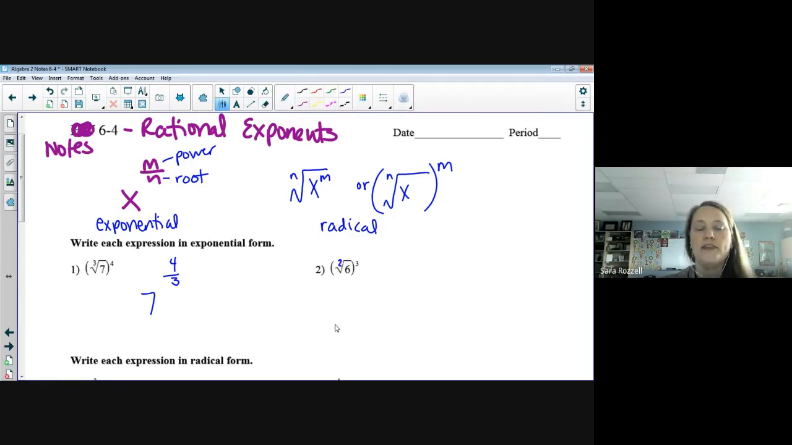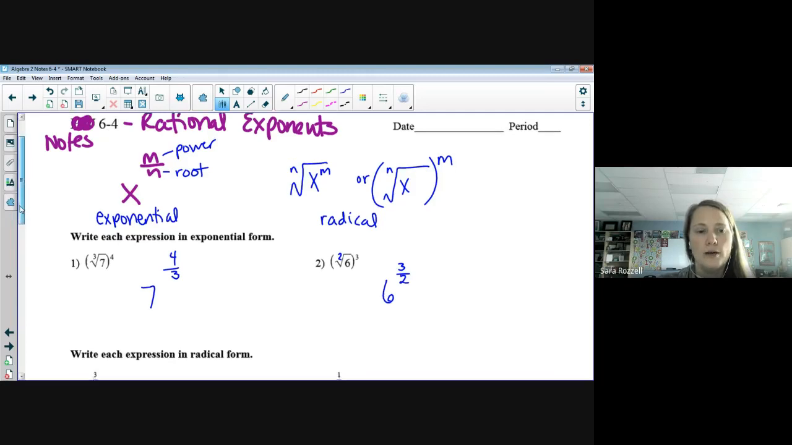And now we're going to write this with a base and a fraction power. So what is the base? 6. Okay. What goes on top of our fraction? 3. What goes on the bottom of our fraction? 2. Okay. Thumbs up if we're okay with going from radical form to exponential form. We're just switching the way they look.